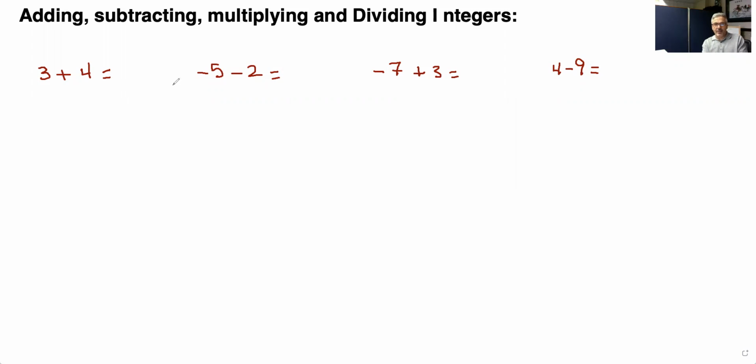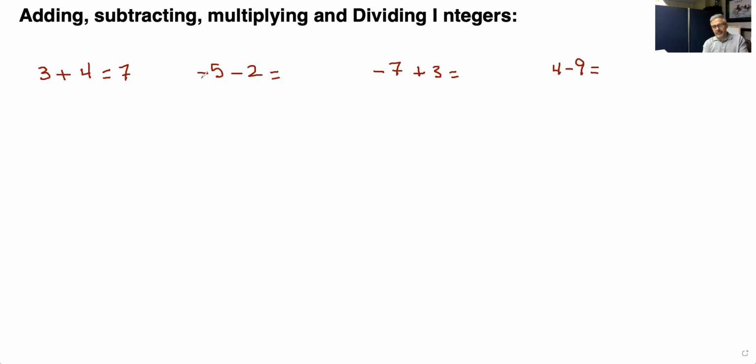So I'm going to look at the first two situations here, where we have 3 plus 4, which is obviously 7. But if you look at the 3, it's positive here, and it's a plus 4. So it's plus 3 plus 4, and that's why we're adding the two numbers, and we're getting 7.